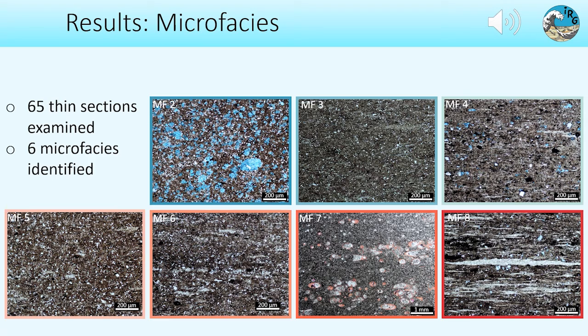As you can hopefully see in the image, microfacies 7 is a phosphorus mudstone. And then microfacies 8 is an interclass rich mudstone. And the interclass are the elongated lighter color features in this image.